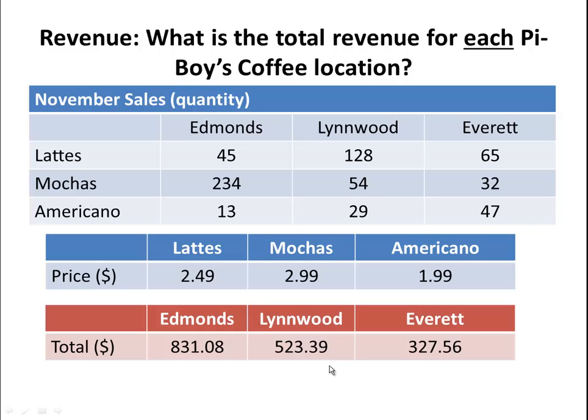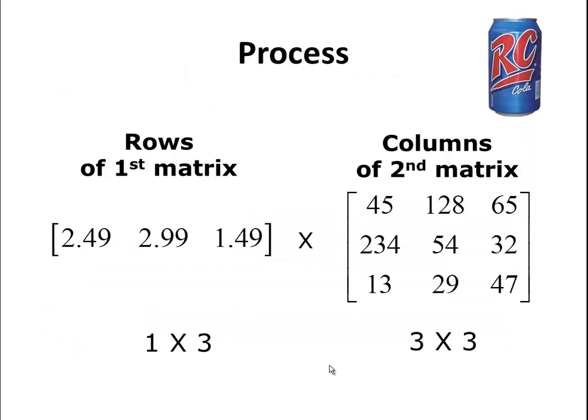And you just repeated the same process for the Everett location, matching the prices of each of the drinks with the quantities of each of the drinks, multiplying, and then adding them together. Basically, what you have done is just calculated matrix multiplication. So let's look at this in terms of matrices.